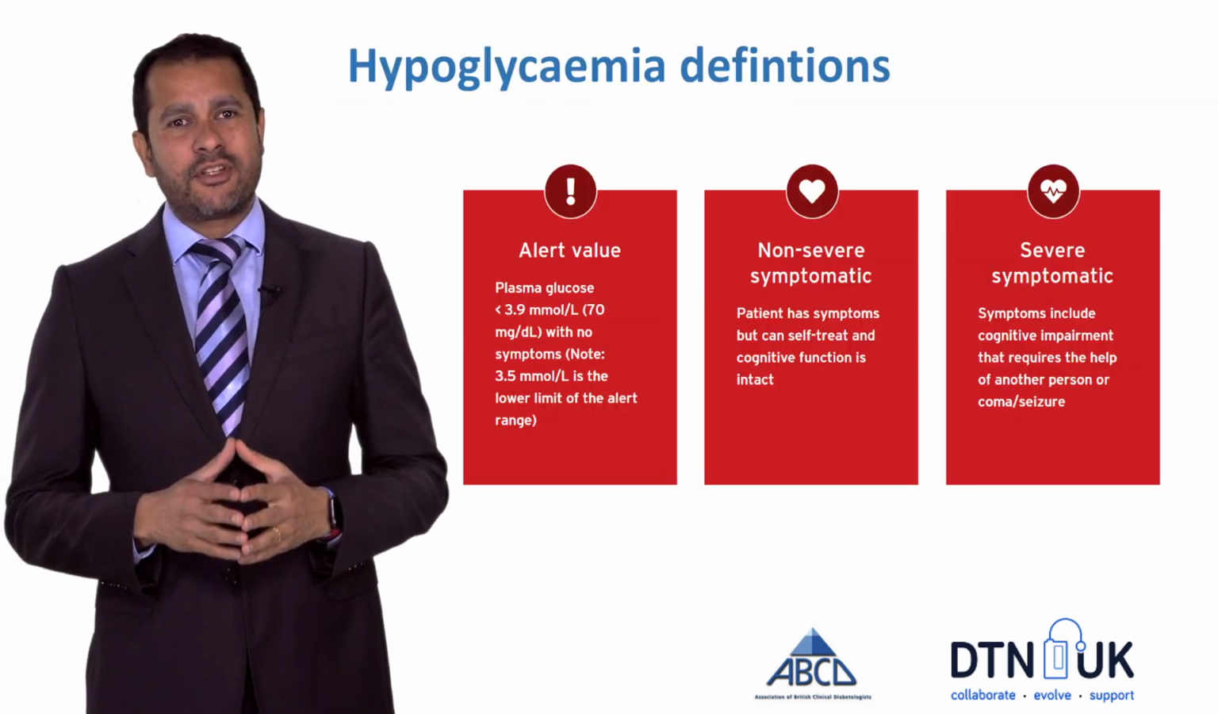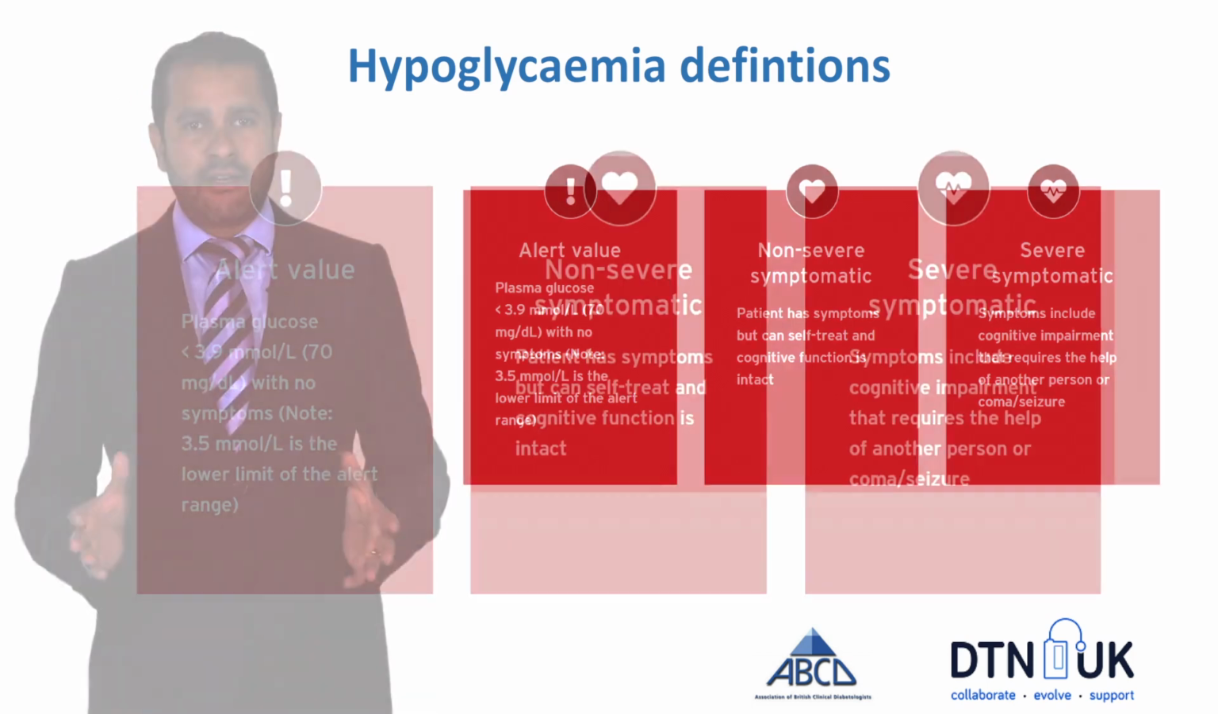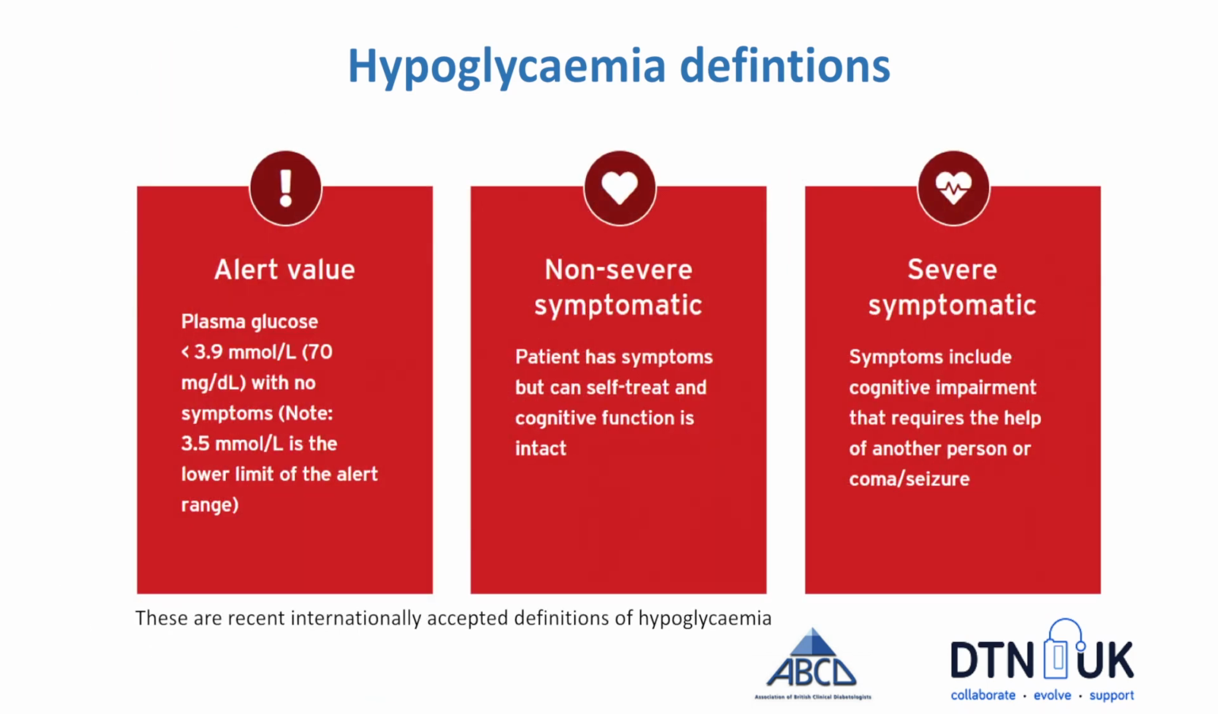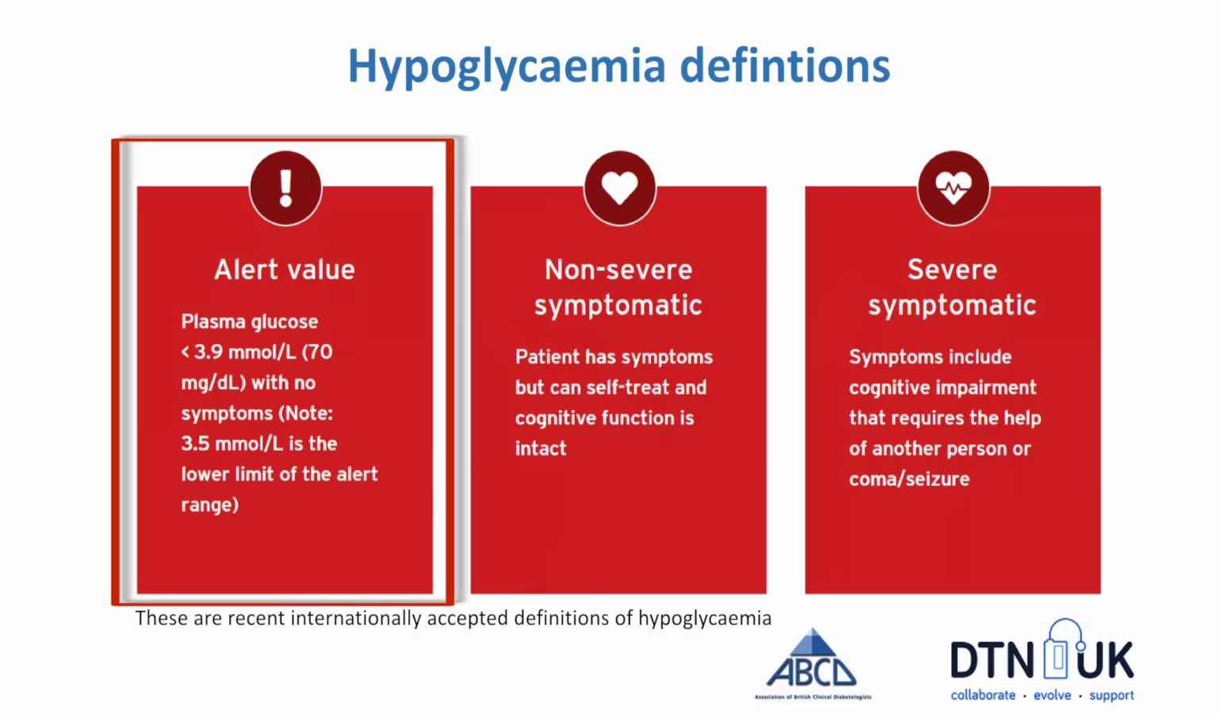So let's just go through the definitions of hypoglycemia. A couple of years ago, a group of experts called the International Hypoglycemia Study Group came together to try and work out what the right levels of definition of hypoglycemia should be by reviewing a lot of the data on hypoglycemia. We've redefined the glucose level of 3.9 as an alert value. That's because readings below this are quite common in people with and without diabetes. And actually at that level, there's no particular harm to anyone.